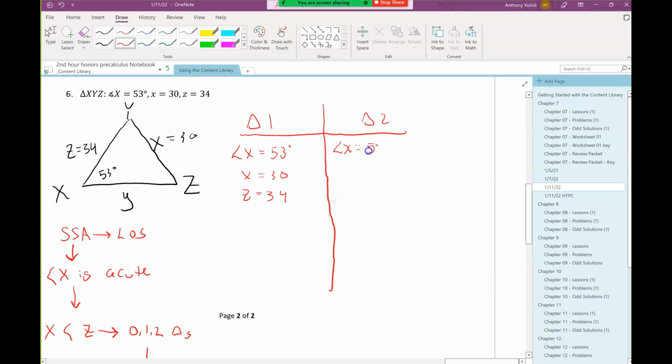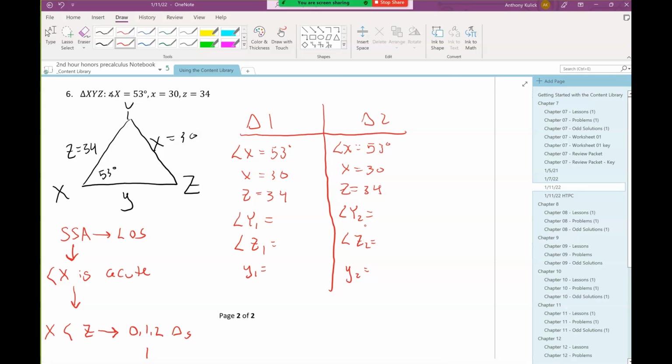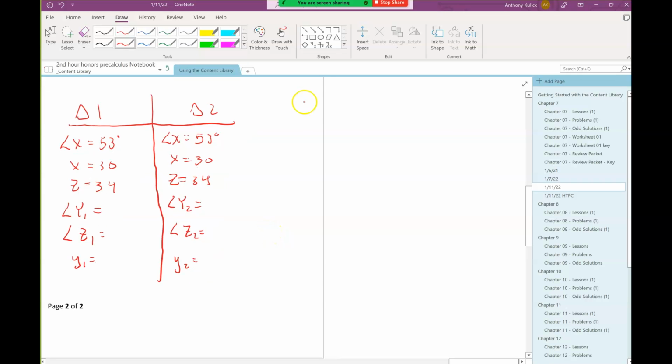So again, the givens are the same in both triangles. But we need to solve for angle Y and angle Z, and then side Y in each triangle. I'm going to add a subscript 1 for those pieces in triangle 1, and a subscript 2 for those pieces in triangle 2. Everybody good with how we set that up?